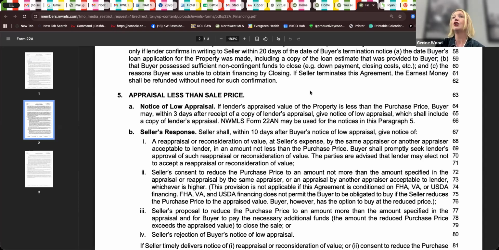So you need to make sure you as the broker are always tracking time. So the minute you get notice about low appraisal, they have 3 days to do it. They have 3 days to give notice. Seller, my appraisal came in low. Seller shall respond within 10 days. Those are going to be calendar days because it's over 5 days. After buyer's notice to give, seller can say, I want a reappraisal of value or reconsideration.